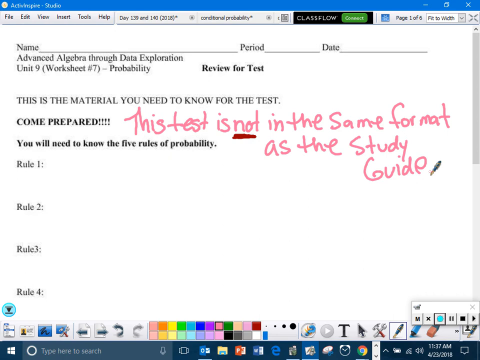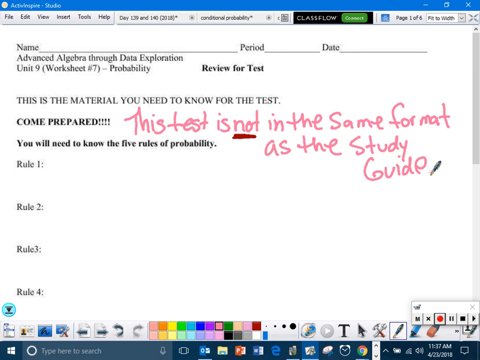In fact, the first part of the test, the first page, is multiple choice, and it's going to be based on knowing your rules. And you have to know the rules in this order because I'm going to give you a hint on the test. Hint, use rule number 2, or hint, use rule number 3. If you don't have the rules memorized in the correct order, it's probably not going to be that easy. I'm trying to make it easier for you.